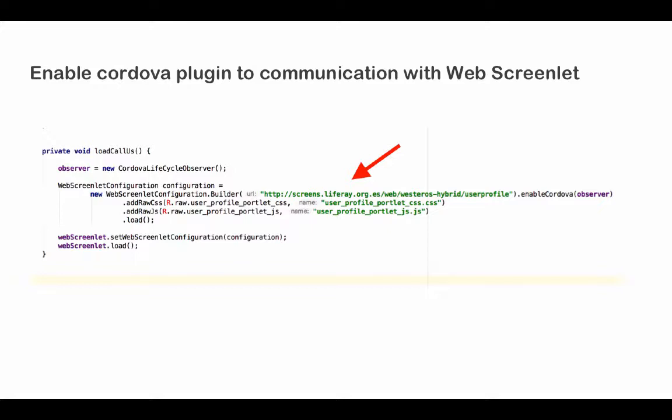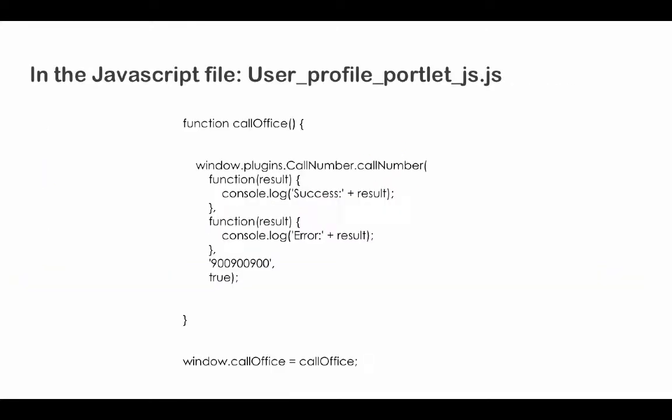This is a sample code for how to enable the Cordova plugin in your Web Screenlet. In the next slide, you will see the JavaScript code that is injected here. As you can see in the JavaScript, I mapped the JavaScript call coming from the web page to a function called office.